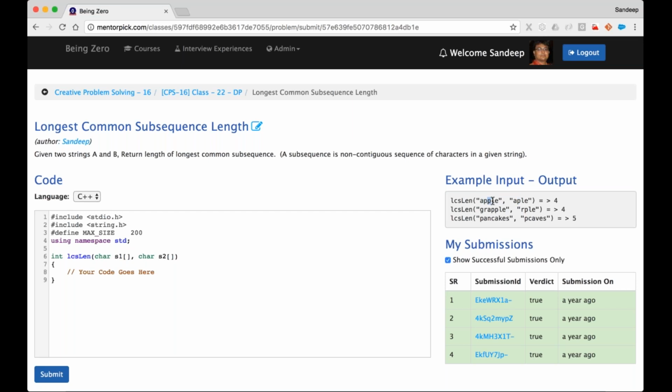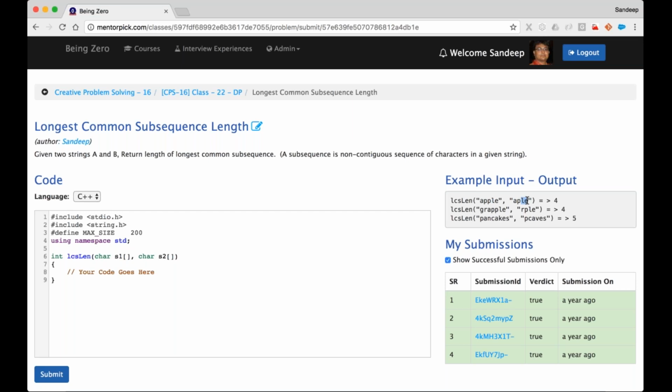Then you see this P is not matching this L. Now it doesn't mean that our length has ended here, because we are talking about subsequence. Subsequence means this P may match any other character in the remaining string, or the remaining string here may match other characters. So here AP is matching here, this P doesn't match anyone, but this LE matches here. So there are four matching characters.